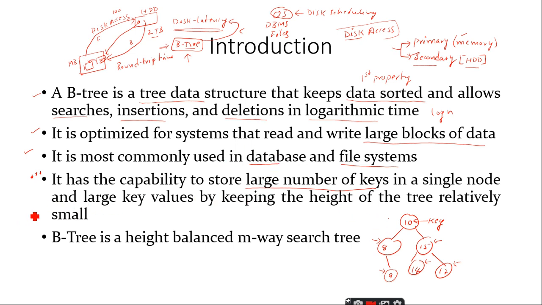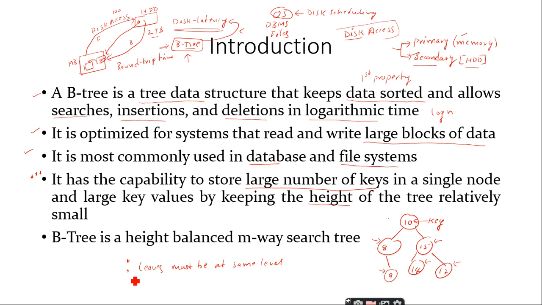And one more important property regarding this B tree is that all the leaves should be at the same level. All the leaves must be at the same level. This is a very important property. When you place all the leaves at the same level, you are making the height of the B tree as small as possible. We will see all these things, right?